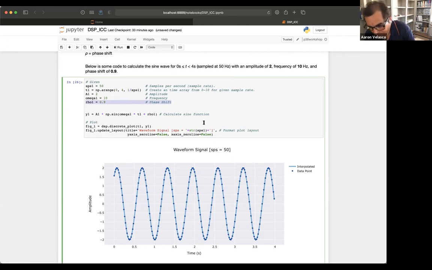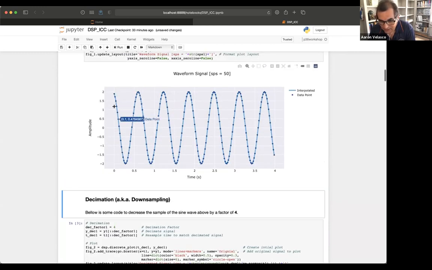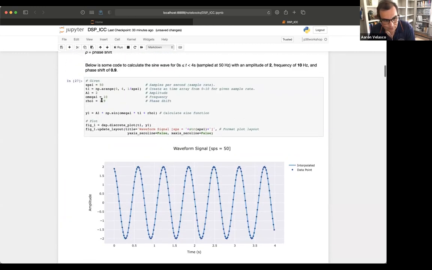David, can you change rho? Yeah. There's a radian phase shift of 2π. 2π makes it a cosine. All right, so it rotates the amplitude to the left and right. So go ahead and do that, David.